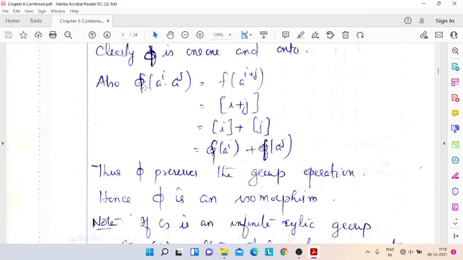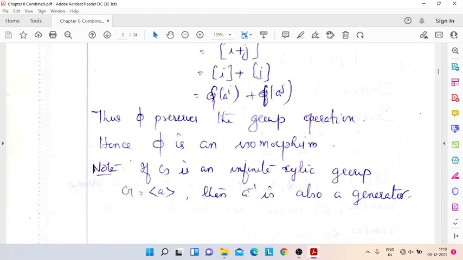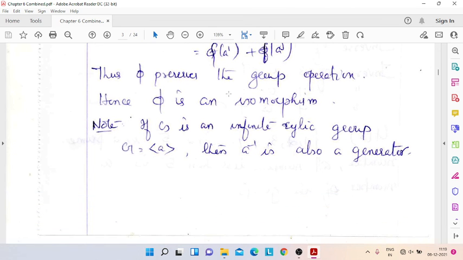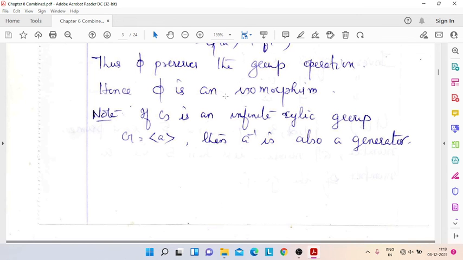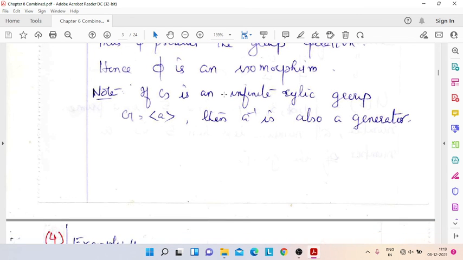Next, we can say that it preserves the operation. So phi of a raised to i times a raised to j equals phi of a raised to i plus j, and that directly becomes class of i plus j. But class i plus j equals class i plus class j, which equals phi of a raised to i plus phi of a raised to j. Therefore, phi preserves the group operation, and thus all the three conditions are satisfied, and hence phi is an isomorphism.